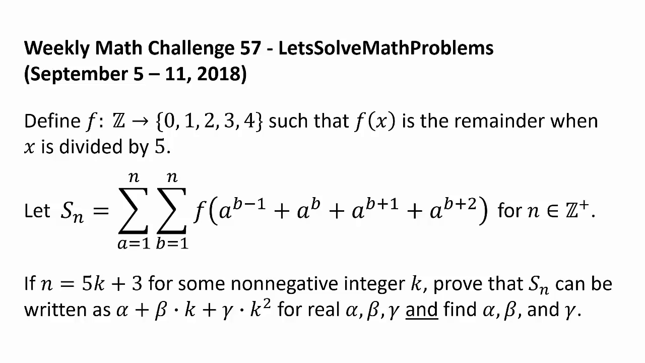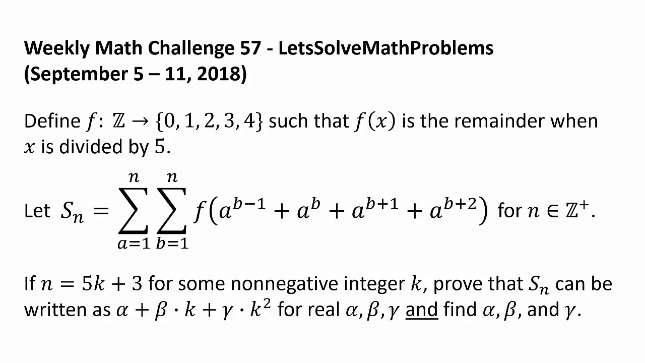Let capital S sub n be the summation from a equals 1 to n of the summation from b equals 1 to n of f evaluated at a to the b minus 1 power plus a to the b plus a to the b plus 1 plus a to the b plus 2, for n belonging to the set of positive integers.